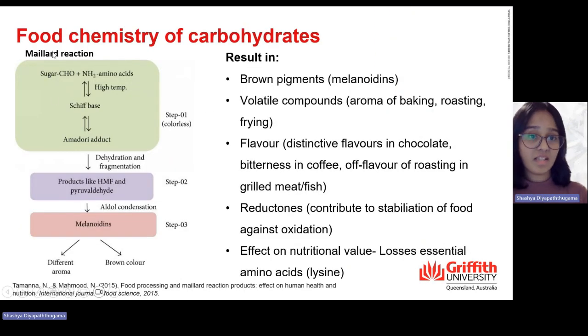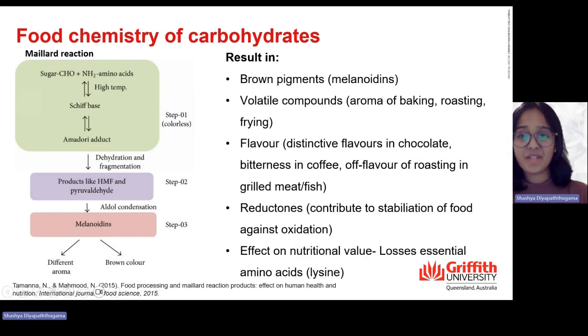So here you can see the reaction that is happening. The sugar's CHO group reacts with the NH2 coming from the protein or any other peptide or amine compound, and that undergoes several reactions, and in the end it produces melanoidins. This gives the brown color. This is the brown color that you can see in the bakery products. And also this produces different volatile compounds giving the aroma.